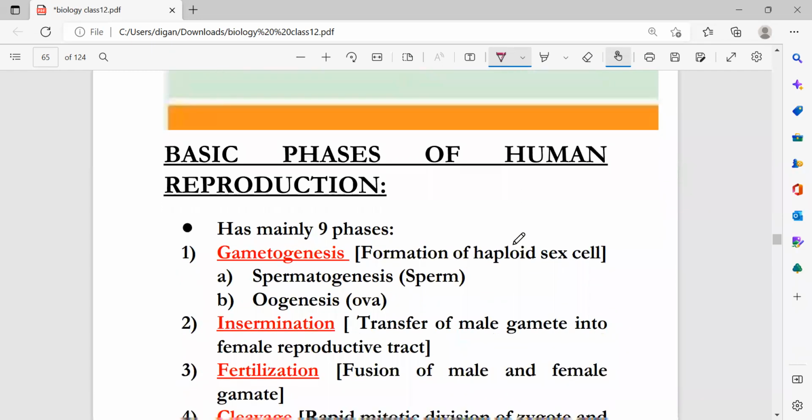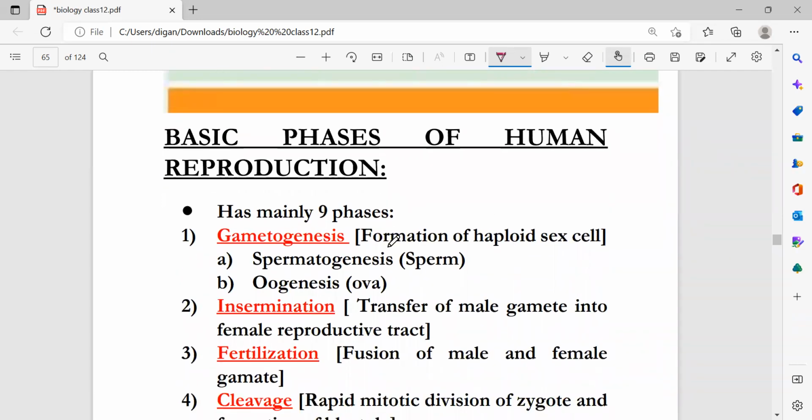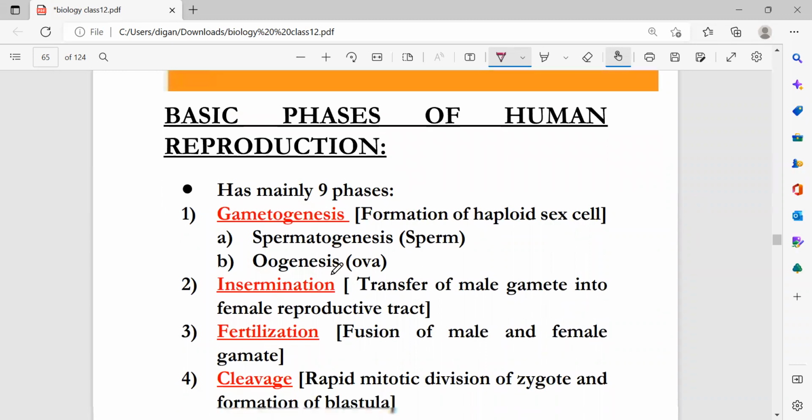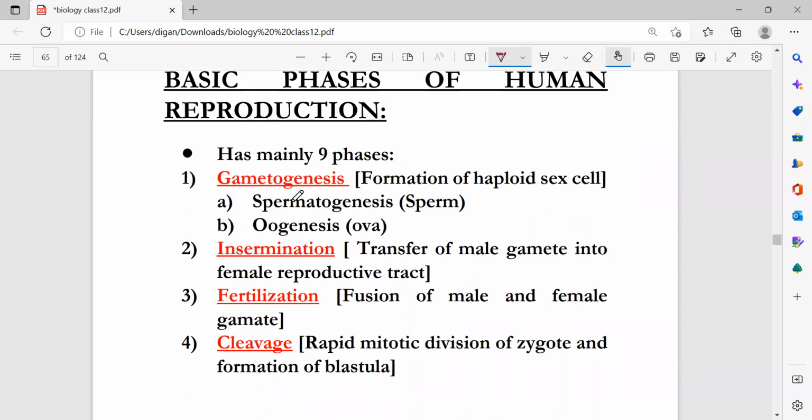So first point, the basic phases of human reproduction. What are the steps in human reproduction? There are a total of 9 phases. First one is gametogenesis, means formation of haploid sex cells, and it is of two types. Spermatogenesis means formation of male gametes, means sperm, and oogenesis means formation of ova.